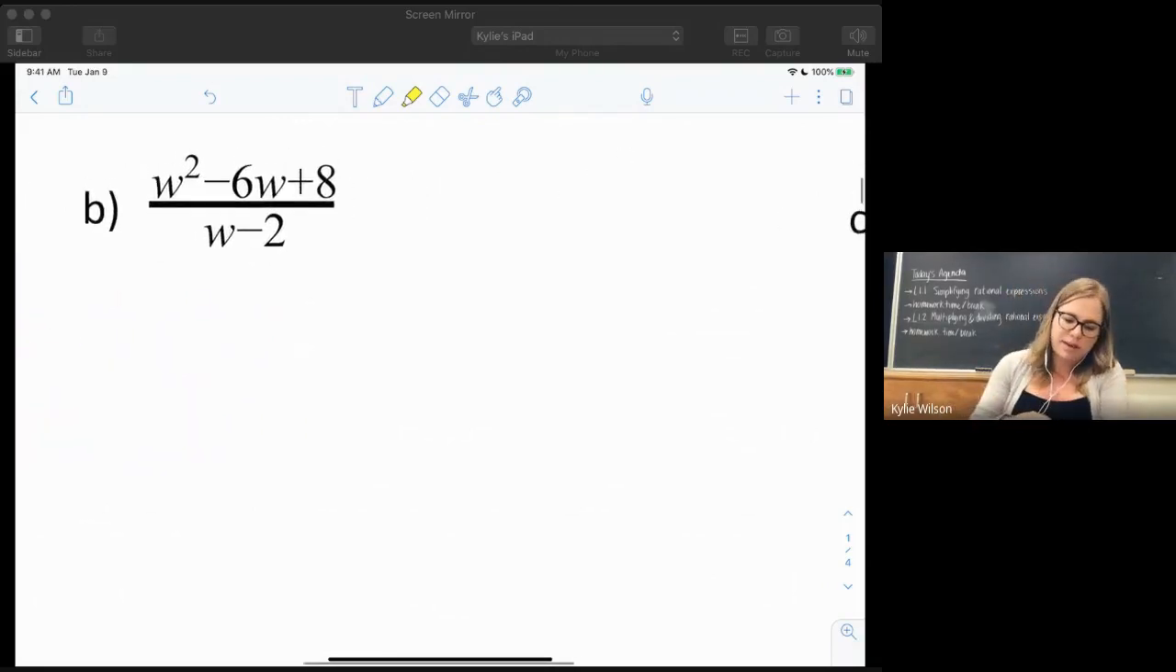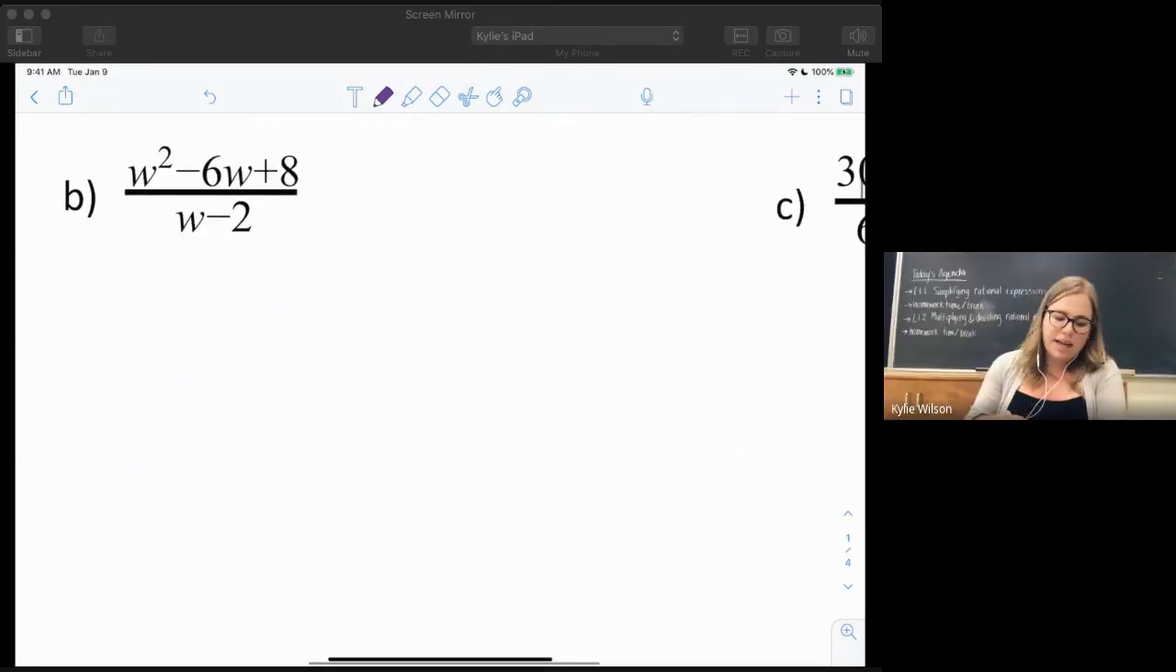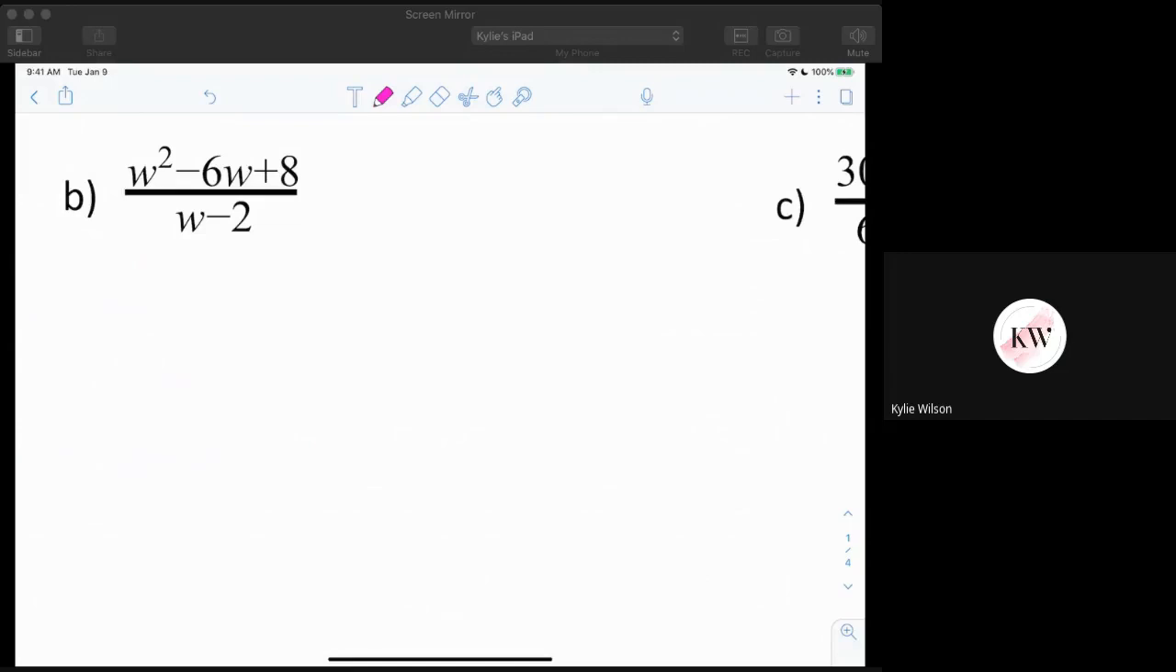So this next one here, we have w squared minus 6w plus 8 all over w minus 2. Now, our first step is to factor the numerator and the denominator. So I'm going to factor this one, and I'm just going to do all the work off to the side. As we go forward, we'll speed up the factoring a little bit, but just so everybody's on the same page.